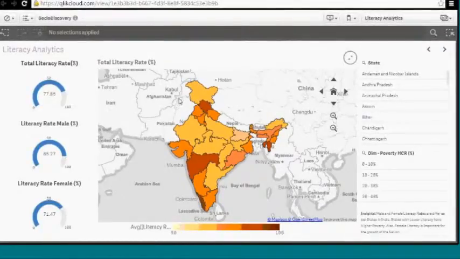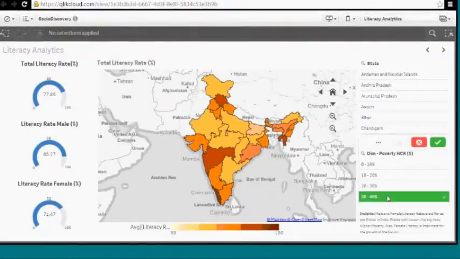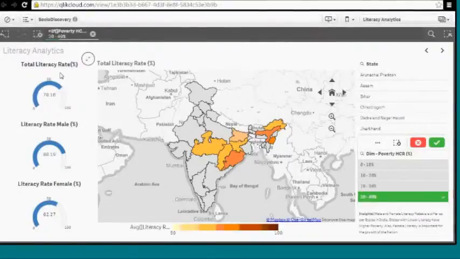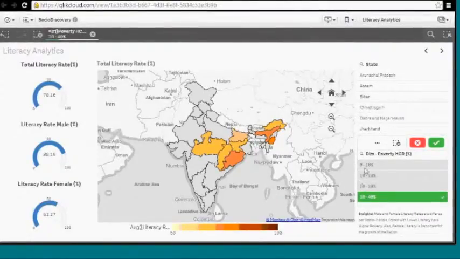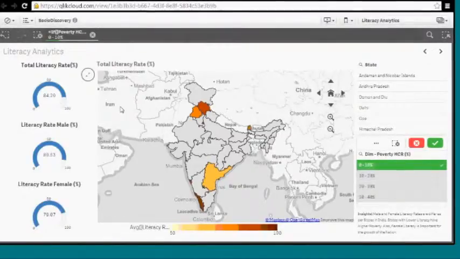Moving on, next is a dashboard on the literacy. The entire literacy information is being plotted on the map. As you can see that higher poverty means lower literacy rate, whereas lower poverty means high literacy rate.